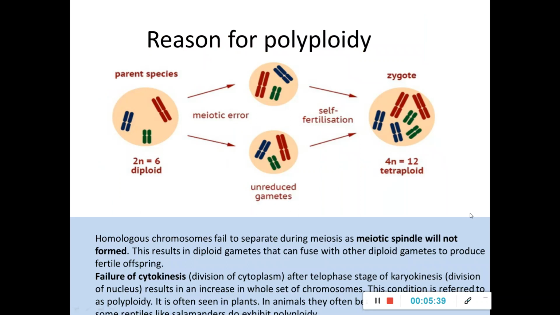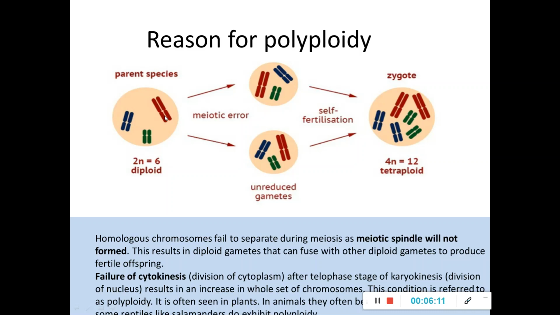Now, what is a polyploid? What do you mean by polyploid? Sometimes in certain cases, during the meiotic division, what happens? The diploid parent species, which has two sets, and these are three different chromosomes. This is the parent species. And when meiosis happens, the homologous chromosomes will result in the formation of what?